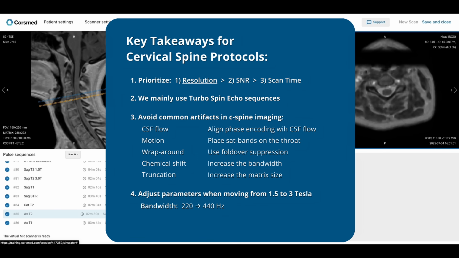Finally, remember to adjust parameters when moving from 1.5 to 3 Tesla. Bandwidth doubles from around 220 to 440 Hz, and stir inversion time increases from around 160 to 200 milliseconds. We can also use the signal gain to either improve resolution or reduce scan time.